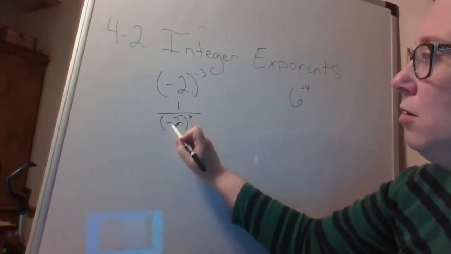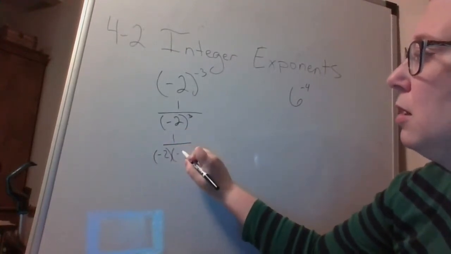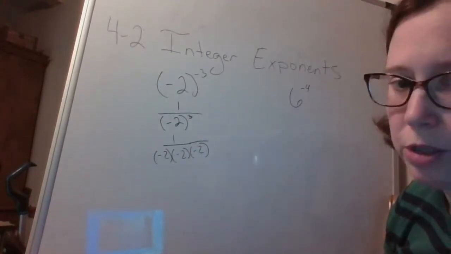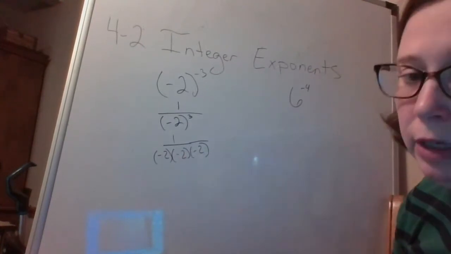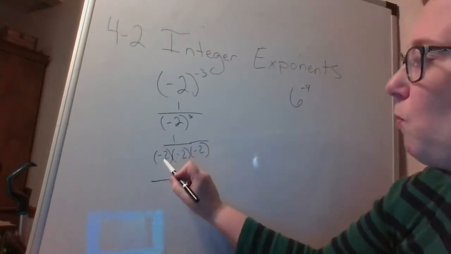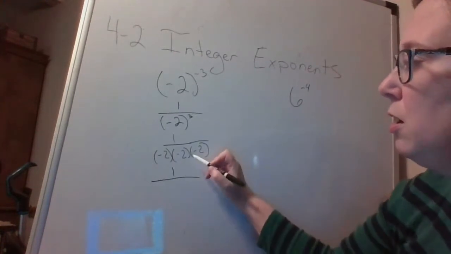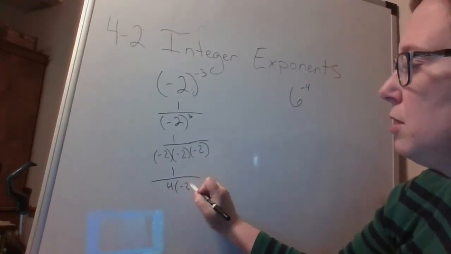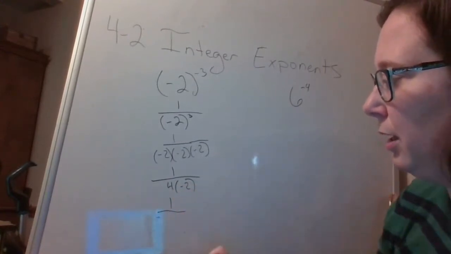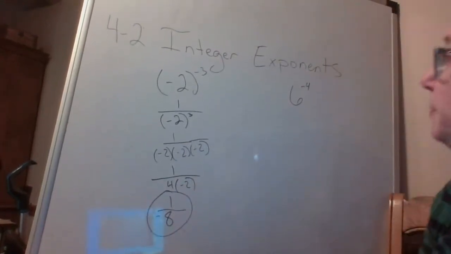To figure this out, we are going to take -2, which is our base, and we're going to multiply that 3 times because our exponent was 3. So we have 1, 2, 3 negative 2's being multiplied. When we do that, I'm going to take negative times a negative, which would be positive. 2 times 2 is 4. So then we have 4 times negative 2. We'd have a positive times a negative, which would be negative. So our final answer here is negative 1/8.